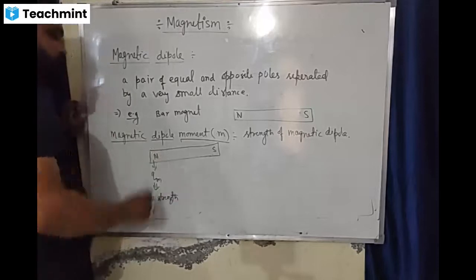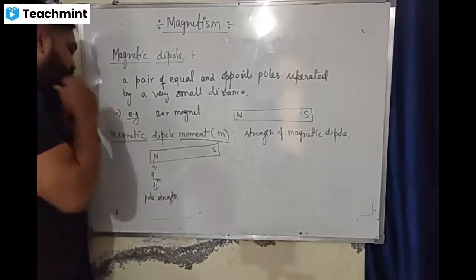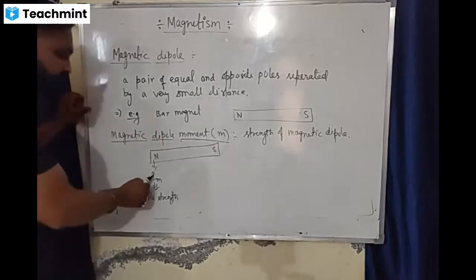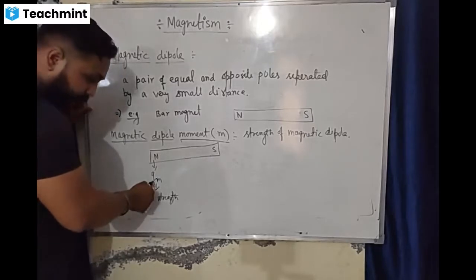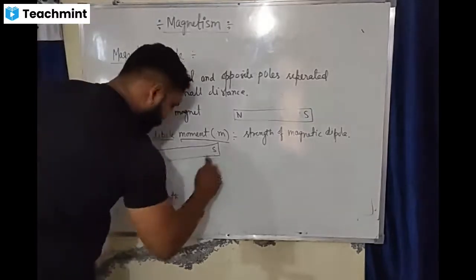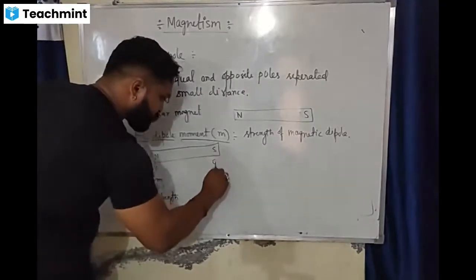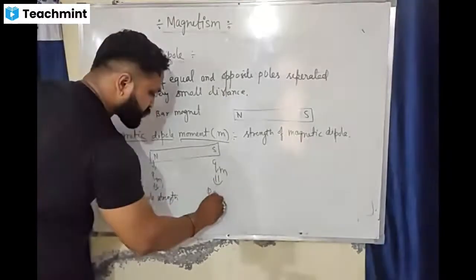Now if we take an example of bar magnet, a bar magnet has one north pole, one south pole, and each pole has some pole strength, and suppose that pole strength is denoted by the symbol Qm. The same way, the other pole also has some pole strength, again Qm. So this is also the pole strength.